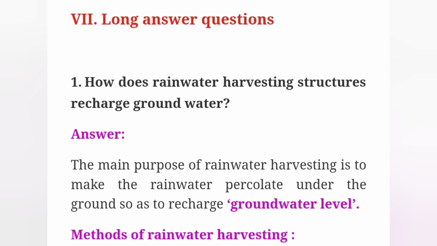Seventh, Roman letter, long answer questions. First question: how do rainwater harvesting structures recharge groundwater? Answer: the main purpose of rainwater harvesting is to make the rainwater percolate under the ground so as to recharge the groundwater level. Then methods of rainwater harvesting.